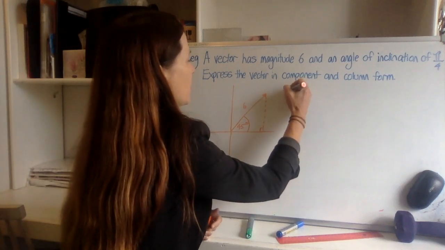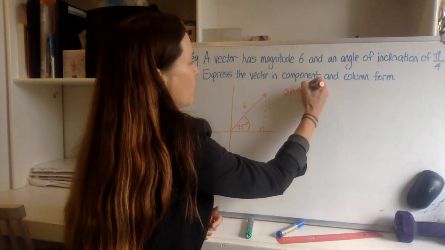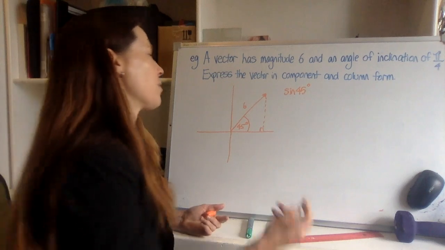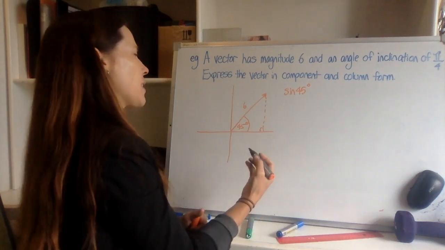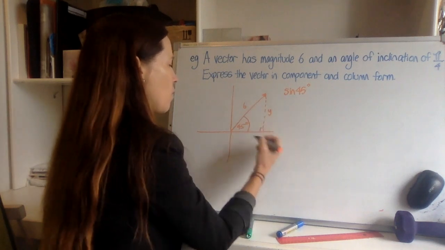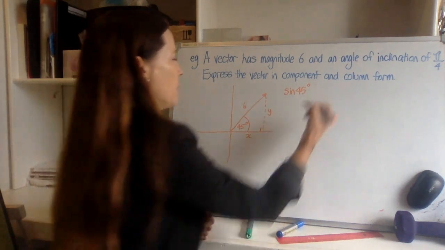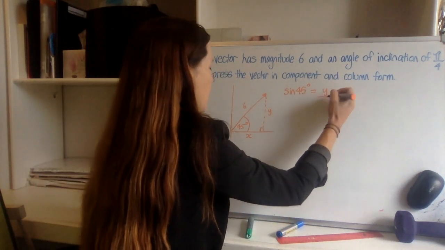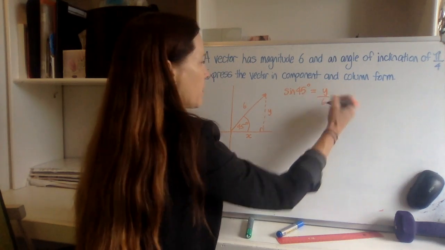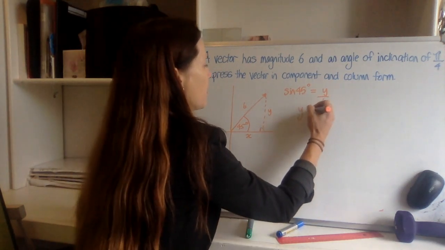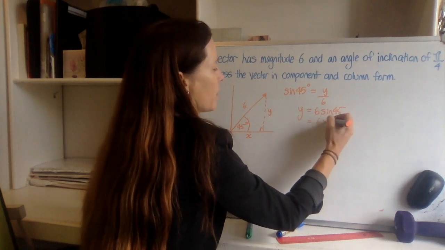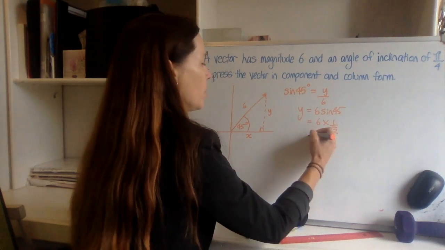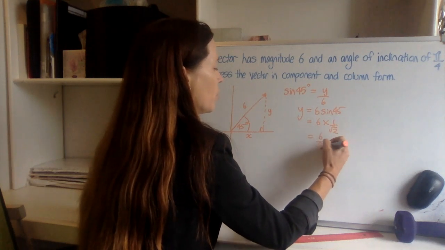So let's just start with something. We could do the sine or the cos of 45. Makes no difference really which one we find first. Let's do the sine of 45 and say that it equals, now we could call this y and we could call this x for now. We could say that this is y over 6, and that means that y is 6 times the sine of 45, which is 6 times 1 over root 2, which is 6 over root 2.